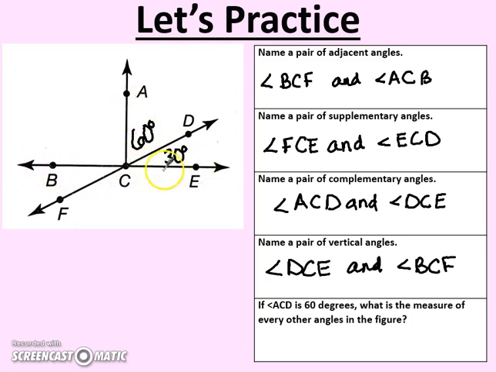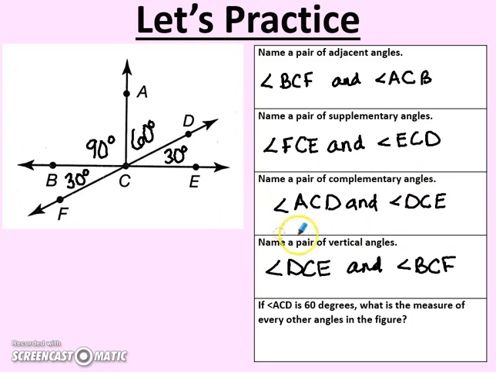Now see this straight line here, line BE? That's a straight line. Therefore, since this is 90, this side will also have to be 90 degrees because 90 plus 90 makes 180. Angle DCE is vertical to angle BCF, so that means it also has to be 30 degrees.